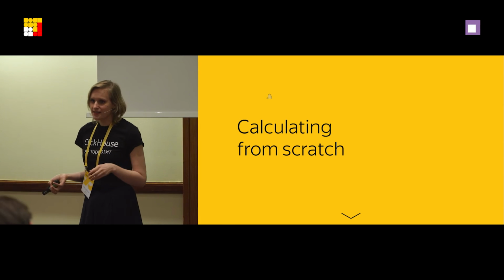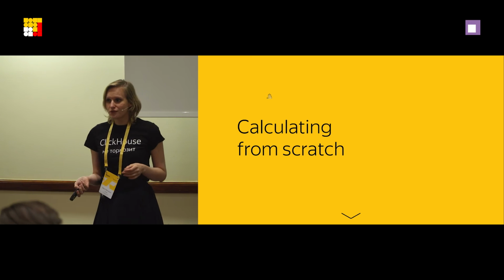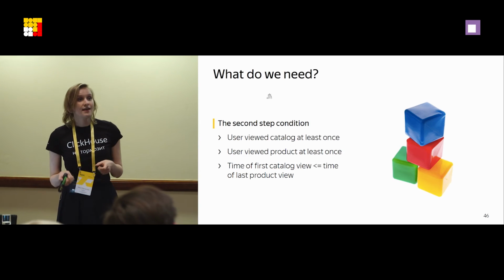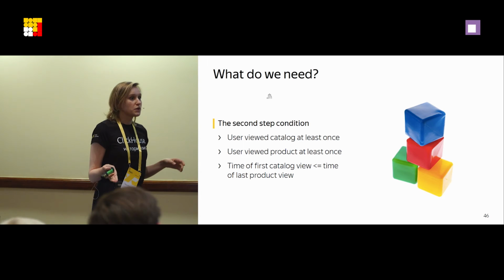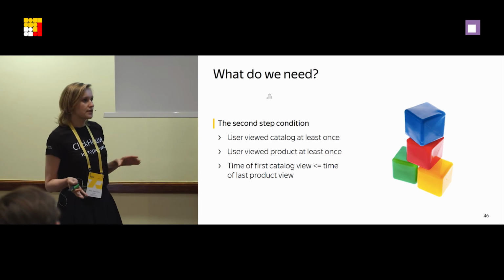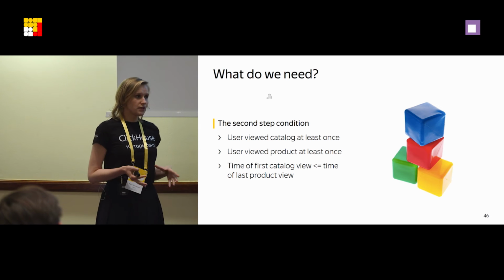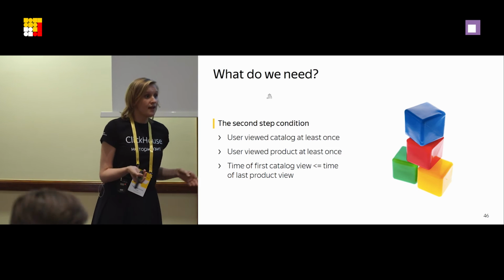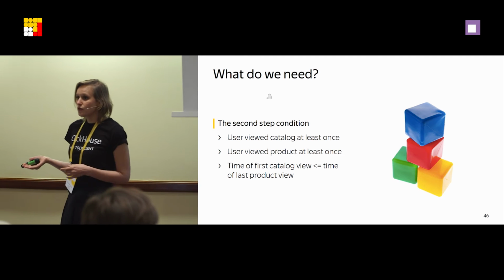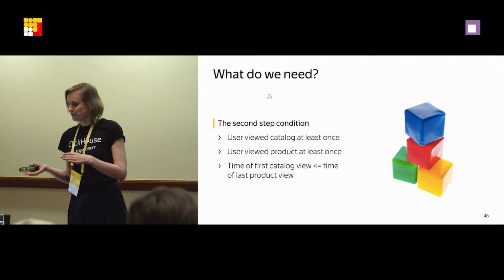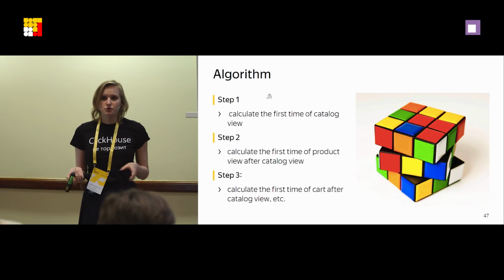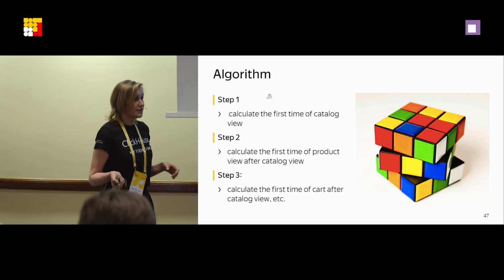So at that point, I decided to not use sequenceMatch and do everything from scratch. Let's just think for a moment: what do we actually need? We need the user to have at least one catalog event and at least one product event to achieve the second step. And also we need the time of the first catalog event to be less than or equal to the time of the last product event. So using such an approach, we can make up a new algorithm.